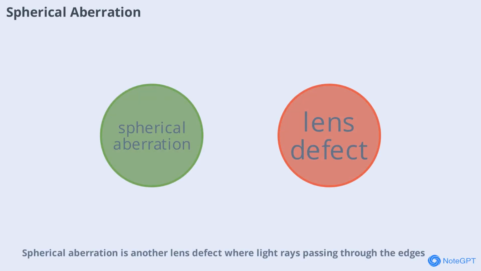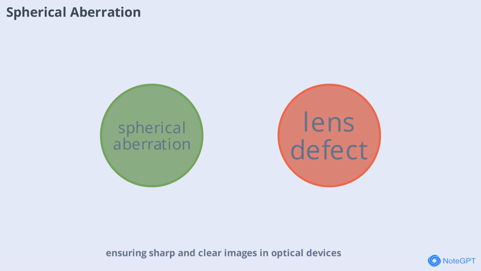Spherical aberration is another lens defect where light rays passing through the edges of a lens focus at different points than those passing through the center. This leads to a blurred image. Lens makers correct this by using aspheric lenses or combining multiple lens elements, ensuring sharp and clear images in optical devices.